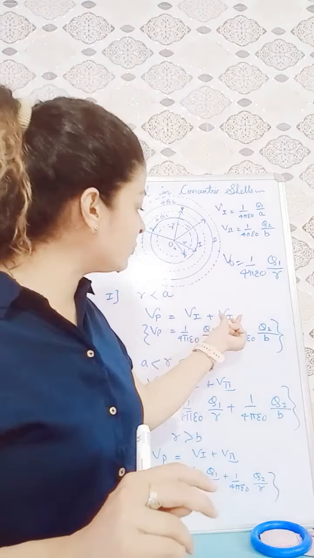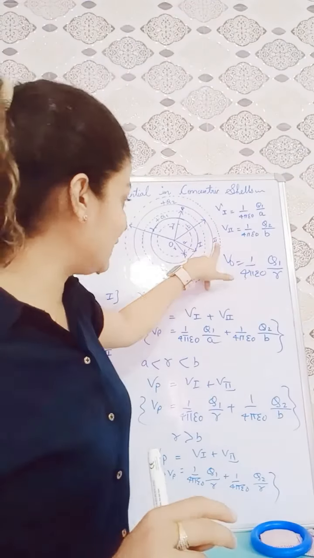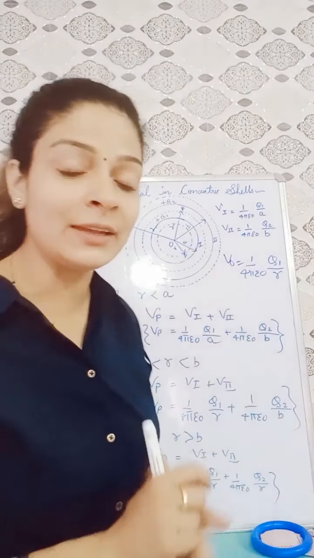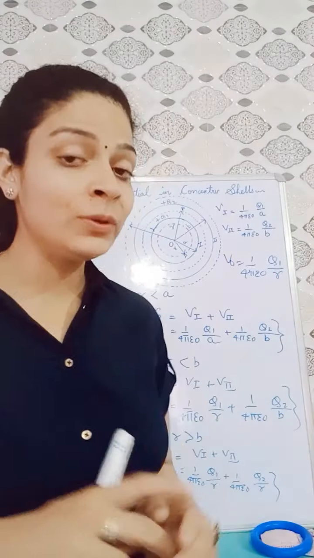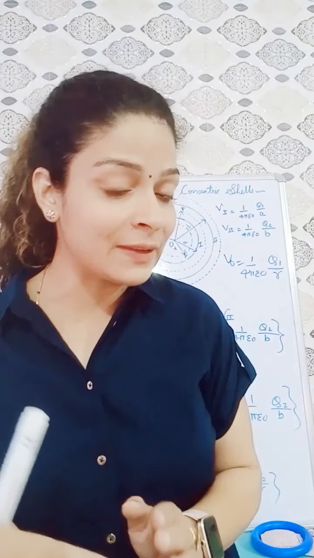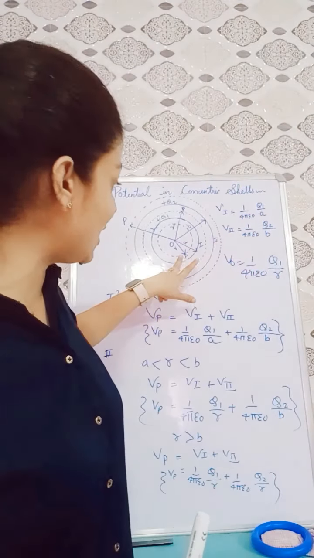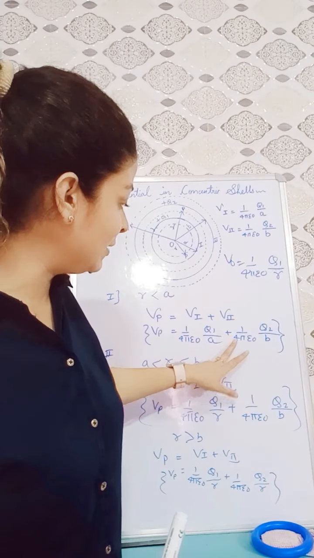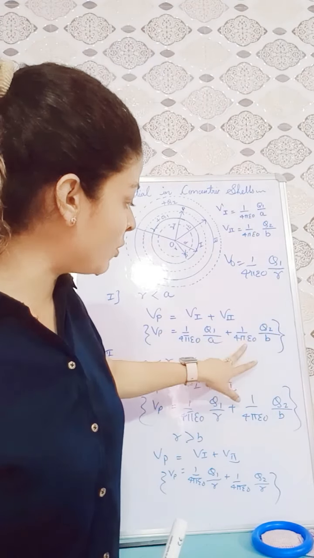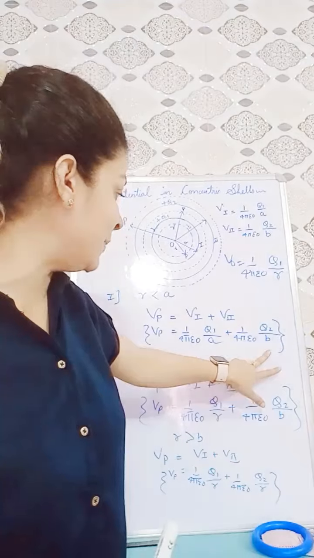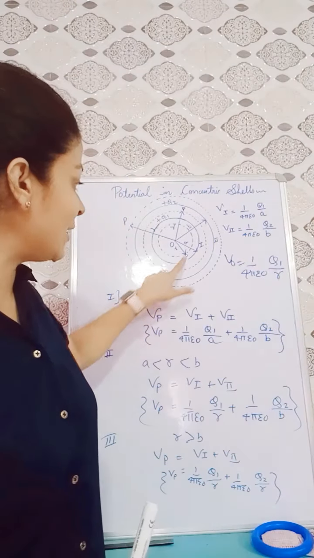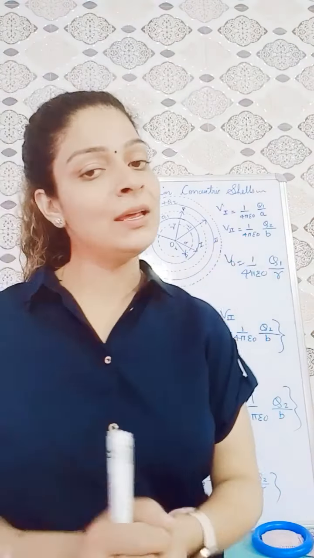Okay, now due to the second shell, again see, for the second shell also this point will act as an inside point, and we know that whatever is the potential on the surface of the second shell, the same potential will be inside the shell. Okay, so the potential due to the second shell at a point P will be 1 upon 4 pi epsilon naught q2 by b. So this is the net potential at a point P due to the first shell and the second shell.